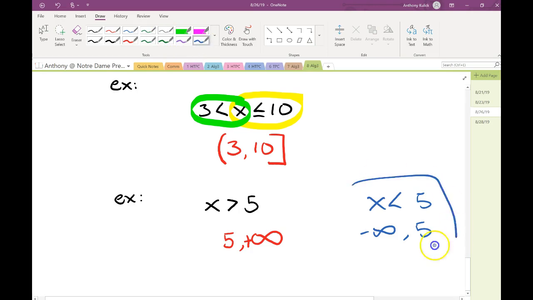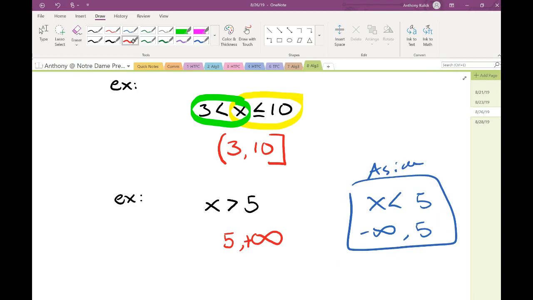Anyways, this was just like an aside. We're not actually going to finish that one, although after we finish this one, you certainly could. So, now we need to decide brackets and parentheses. For the 5, if I replace the x with a 5, is 5 greater than 5? No. So I should say that 5 is not included. So I would use a parenthesis.